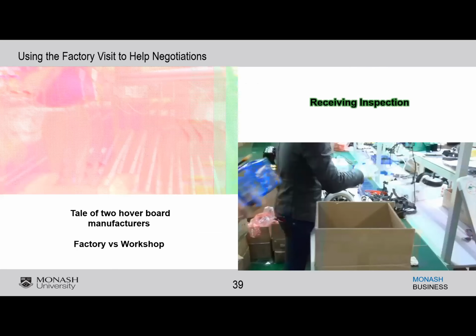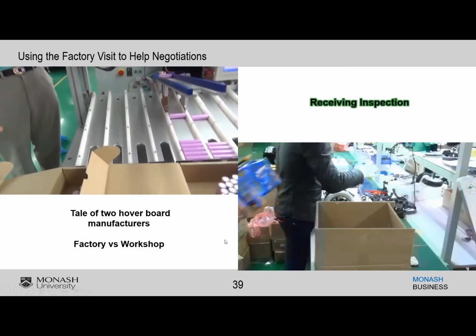Okay, so therefore your presentation is going to be like this. You have one here and one there, and then you're highlighting, you're contrasting. Okay, so an example of a contrast is this is sort of like receiving inspection. And so what does that mean?